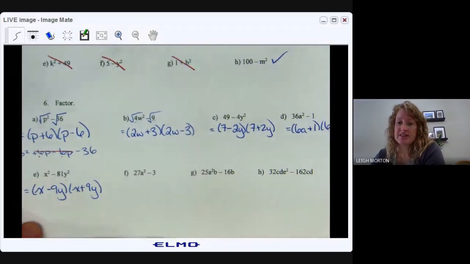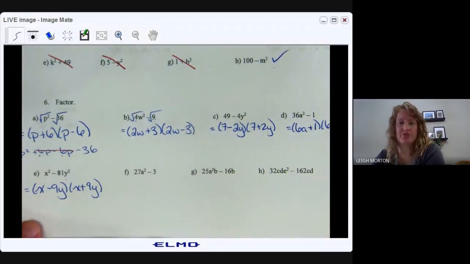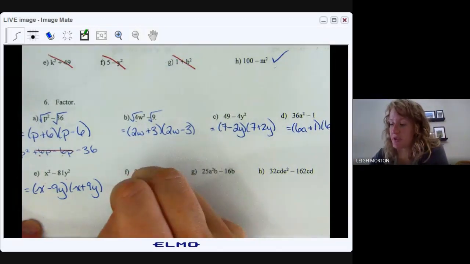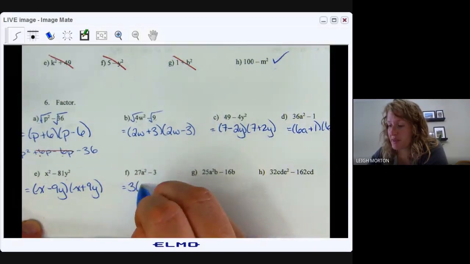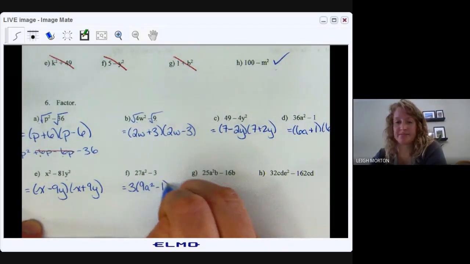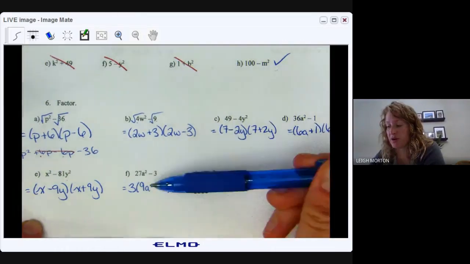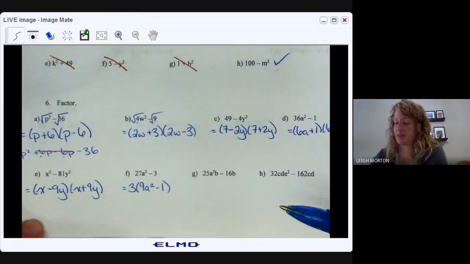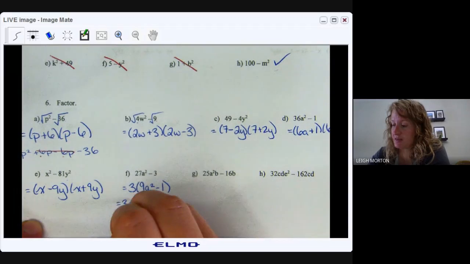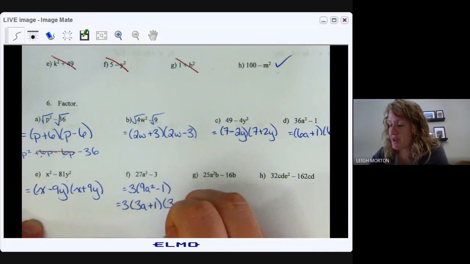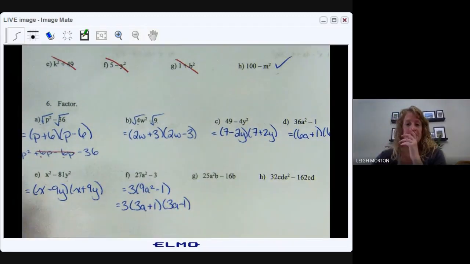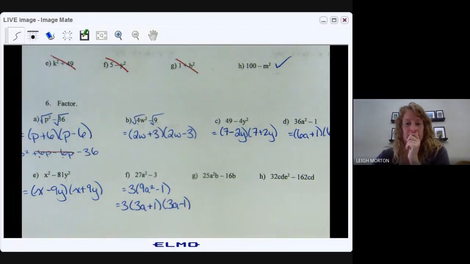F, G, and H added an extra layer. Remember that our first step is actually look for greatest common factor. So here we have a greatest common factor of 3. That leaves me with 9a squared minus 1. Now I have two perfect squares. That becomes 3 times 3a plus 1 times 3a minus 1. Finish the last two, please.